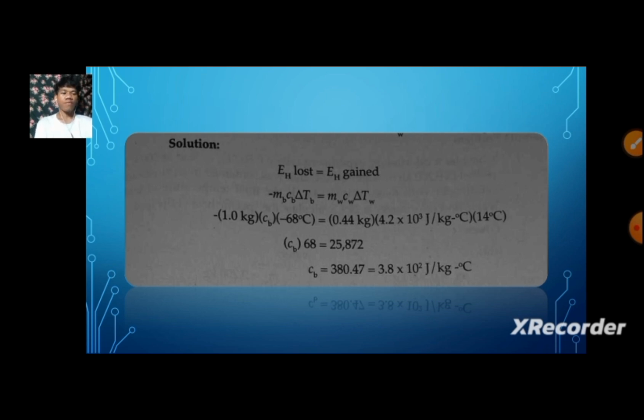Now to simplify, we have the capacity times 68 is equal to 25,872, and when we divide this, we get the capacity equal to 380.747, which is equal to 3.8 times 10 to the power of 2 joule per kilogram degree Celsius.